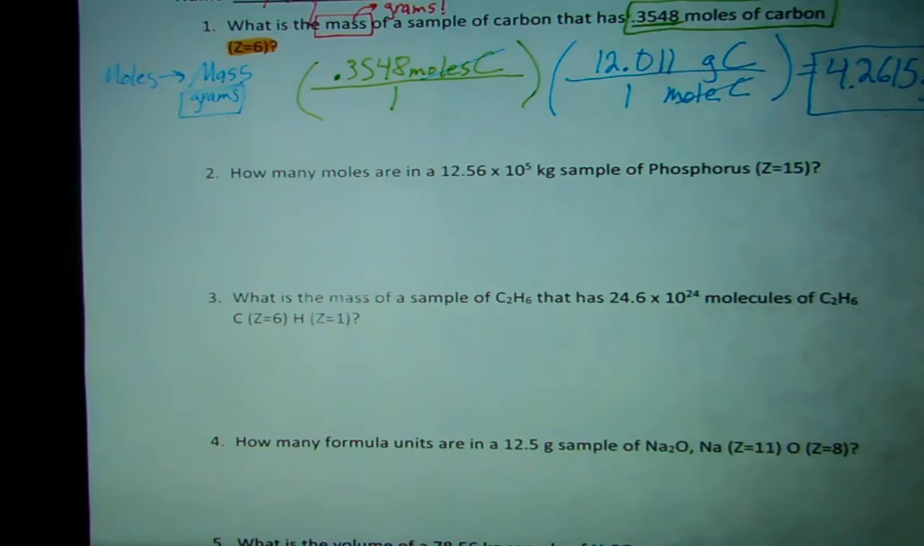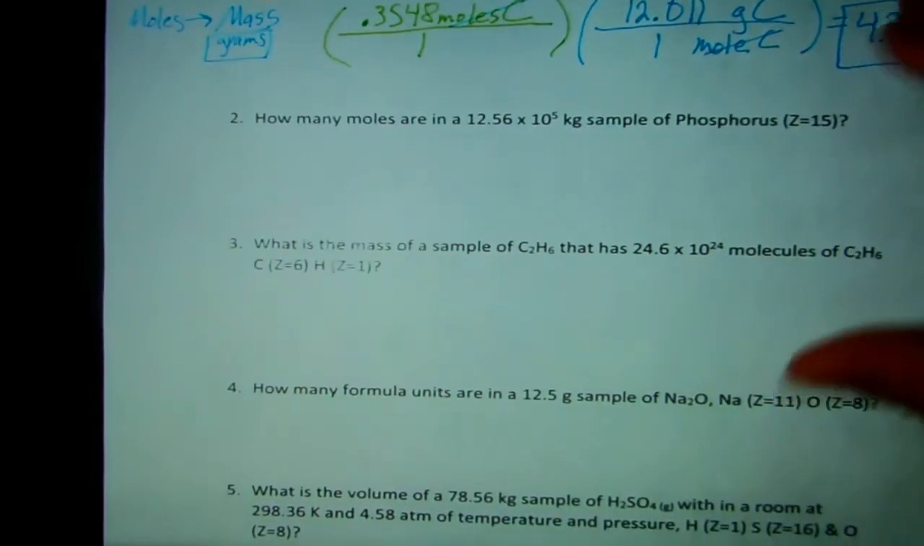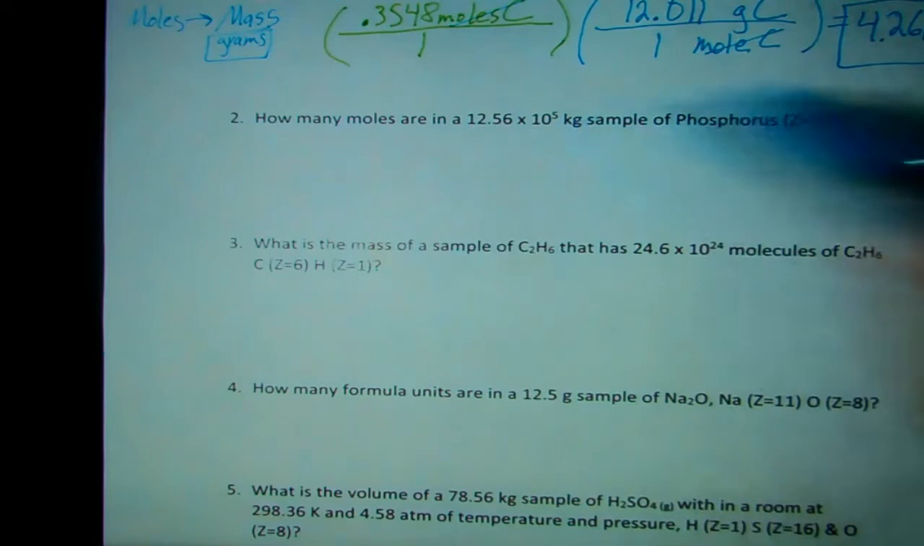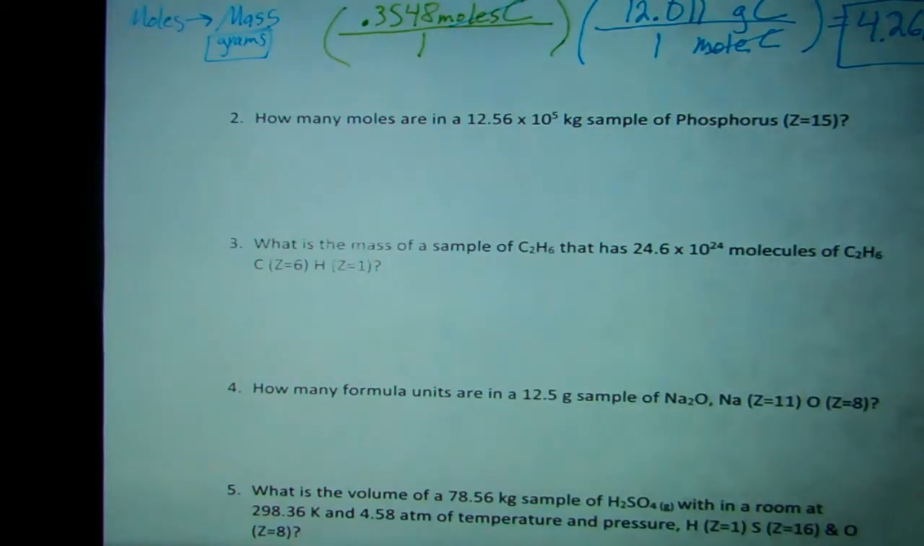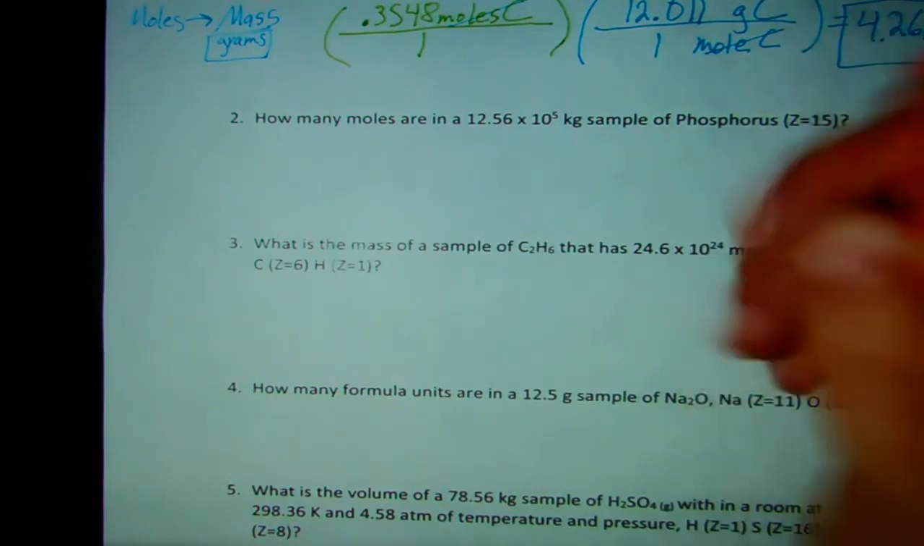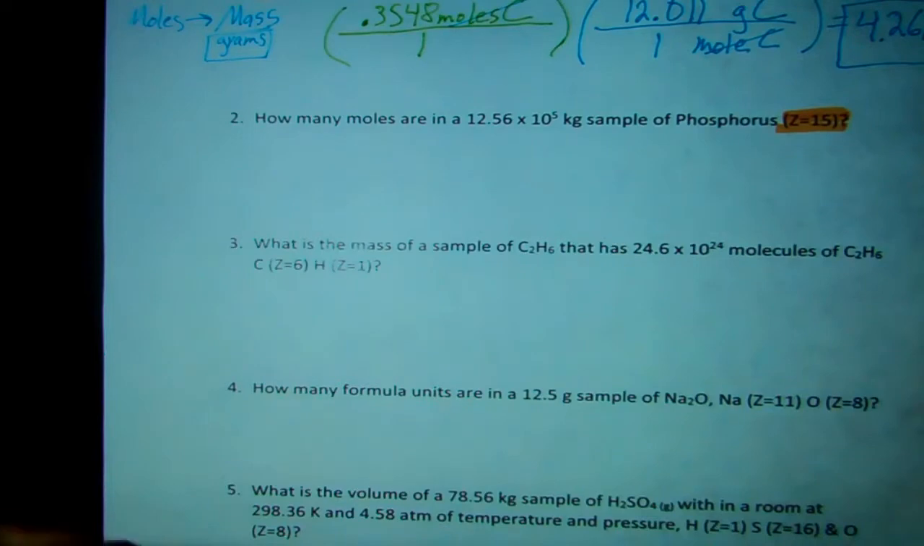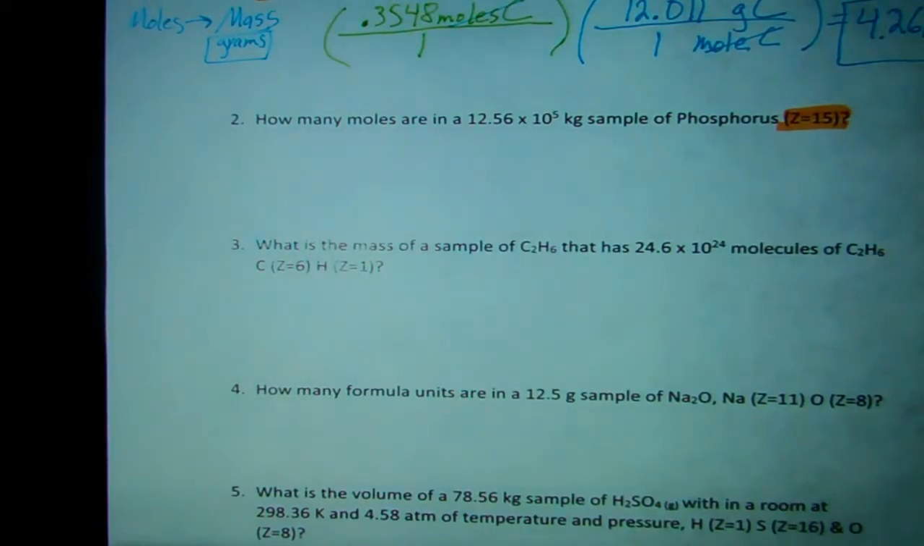But there's a little trick in the second one. So let's look at number 2. Okay, speeding up a little bit. How many moles are in a 12.56 times 10 to the 5th kilogram sample of phosphorus? Remember what that Z is, just your atomic number. So on there, we can find our average atomic mass or be able to calculate our molecular mass if need be.